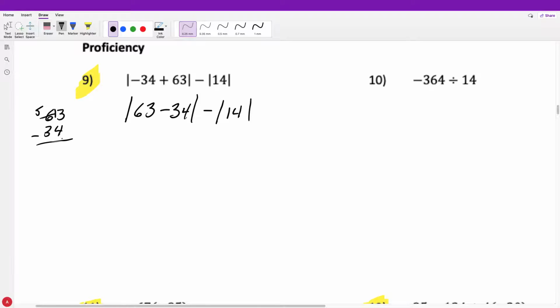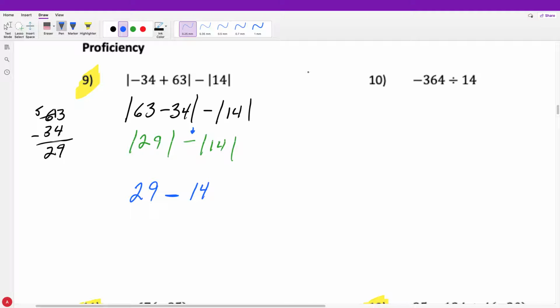So I borrow the 1. 13 minus 4 gives me 9. 5 minus 3 gives me 2. So I know it's then going to be the absolute value of 29 minus the absolute value of 14. Right now, the absolute value of 29 we know is 29, so we can get rid of the absolute value bar. It's still minus here. Even though the absolute value of 14 is a positive 14, we're subtracting that 14 from the 29, so it needs to remain 29 minus 14.